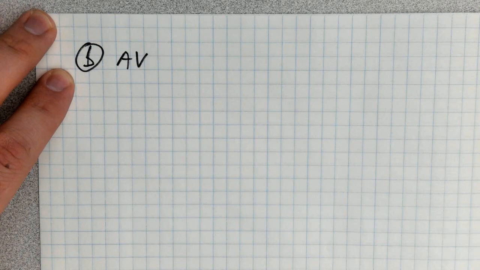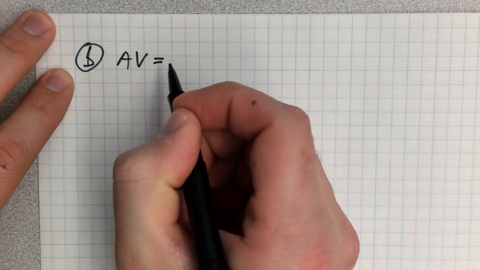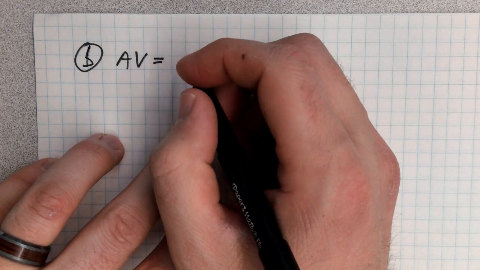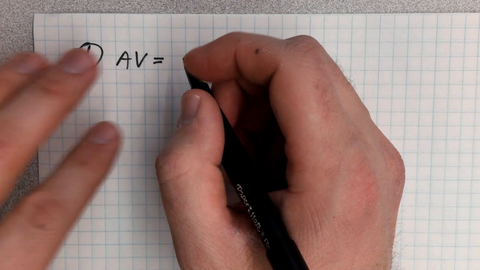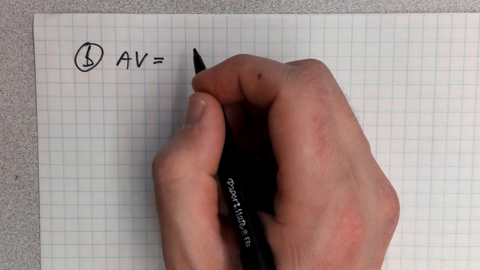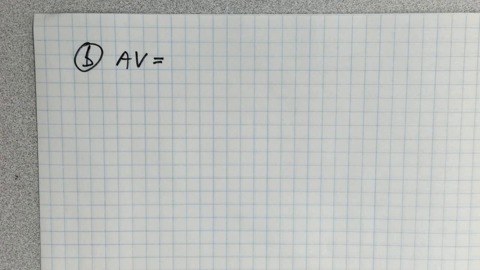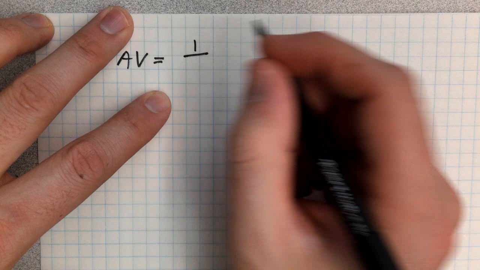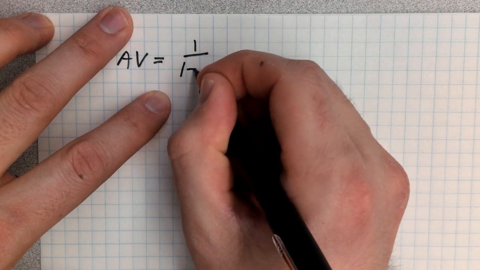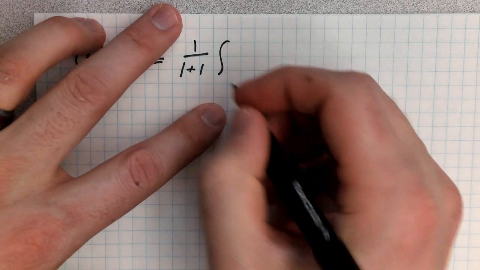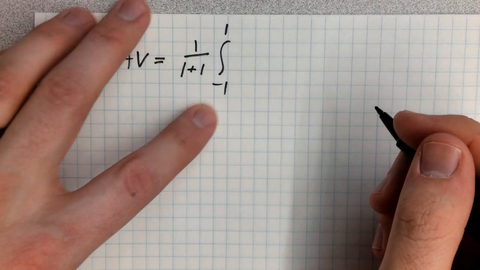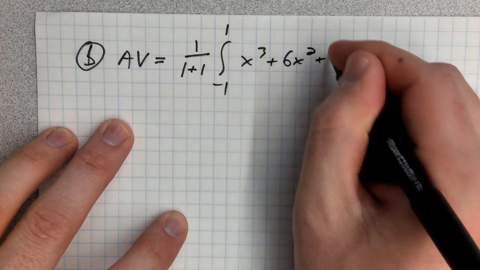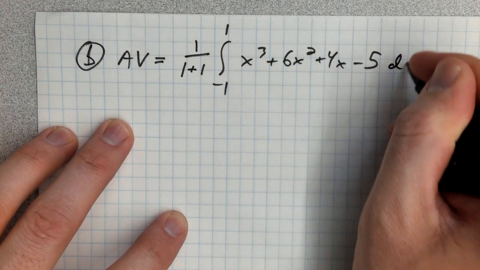And so we're trying to find the average value, and this is again a spot where, if your function was wrong but you figure out the average value correctly for your function, you're still going to get the points. The average value is going to be 1 over b minus a, and in the problem we're looking from negative 1 to 1. So it's 1 over 1 minus negative 1, so 1 over 1 plus 1, times the integral from negative 1 to 1 of x cubed plus 6x squared plus 4x minus 5, all with respect to x.